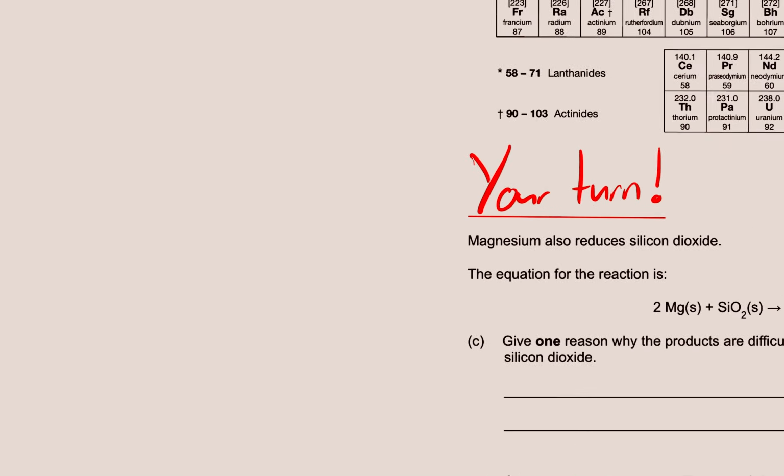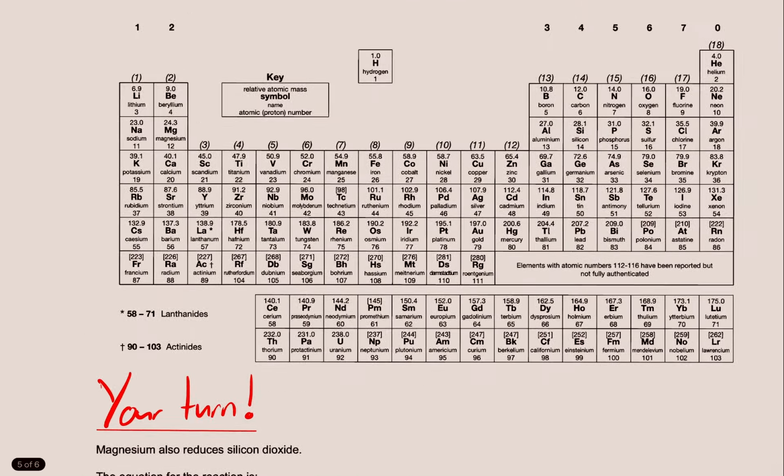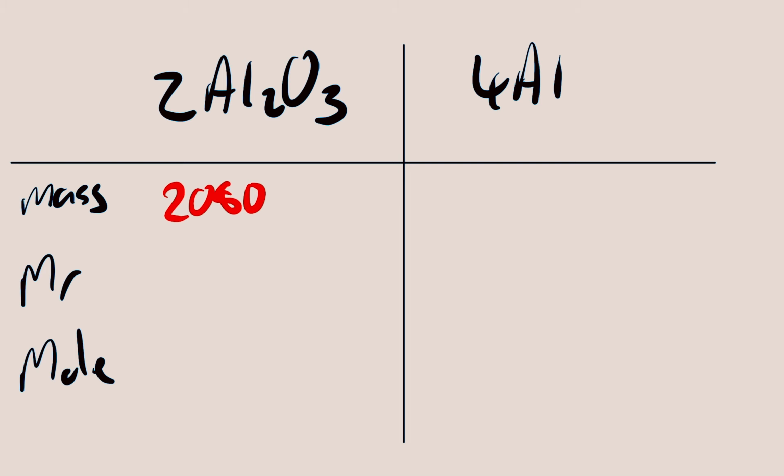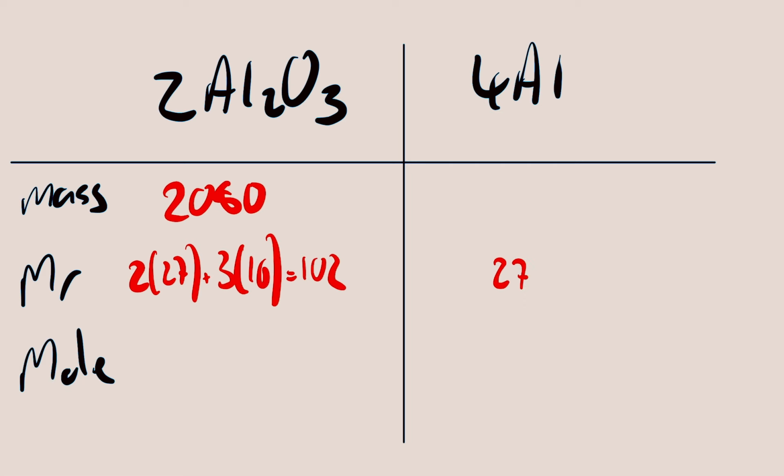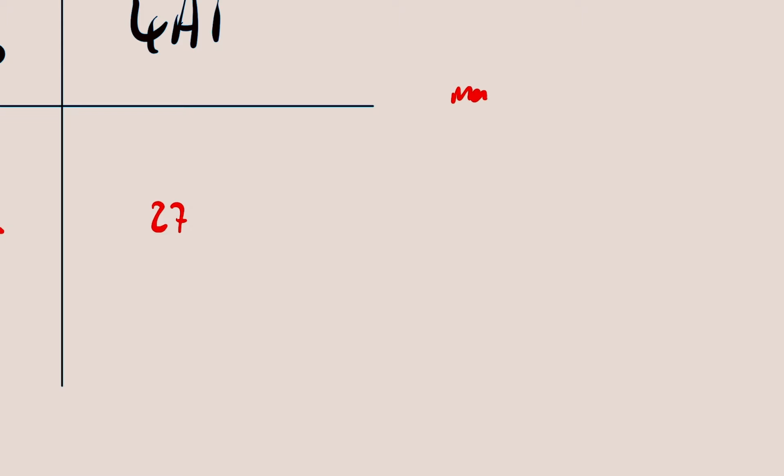MR, if we go to our periodic table, things we need to worry about, aluminium is 27, oxygen is 16. So I've got, again, ignore the big numbers, only look at the little numbers. I've got 2 lots of 27 plus 3 lots of 16. And there I get to 102. And for Al, we've obviously just got 27, 1 lot of 27. Again, quickly jot our mass, Mr, mole.